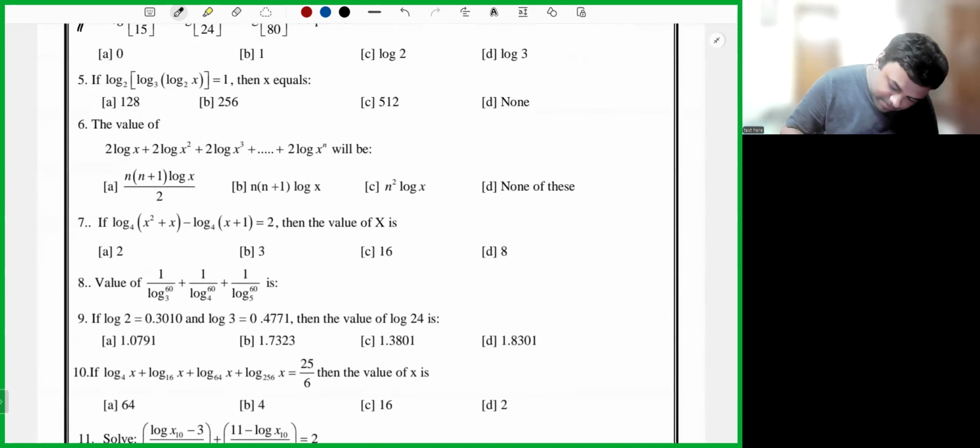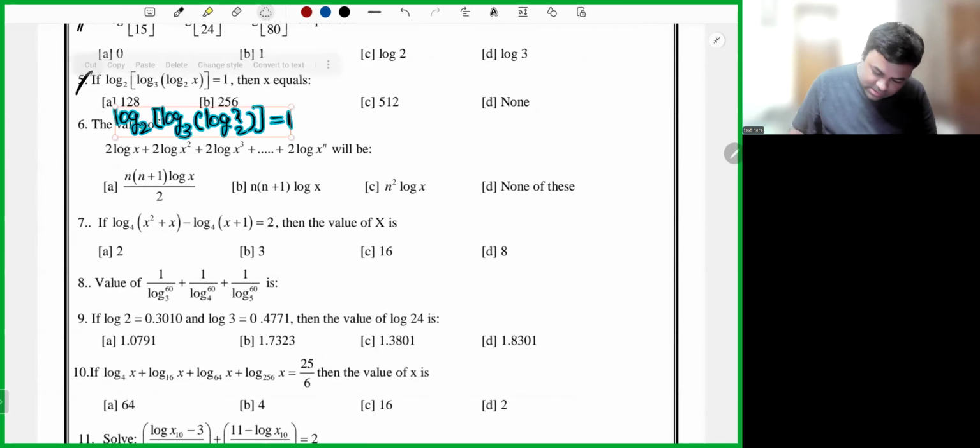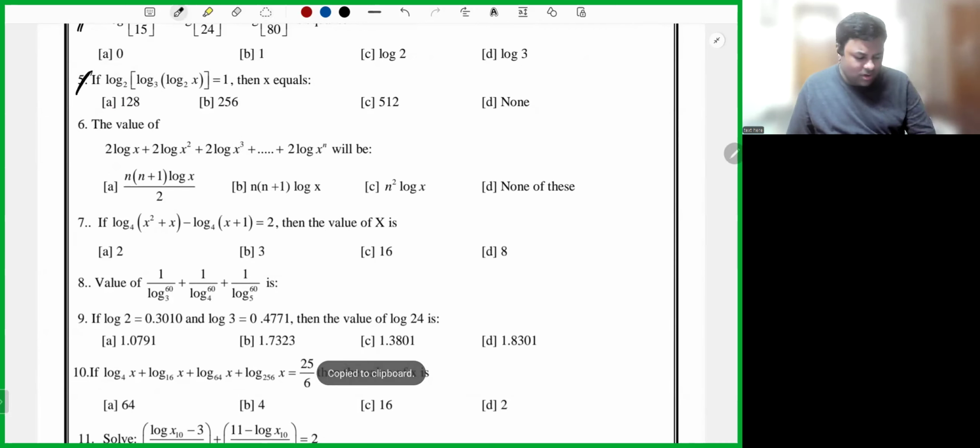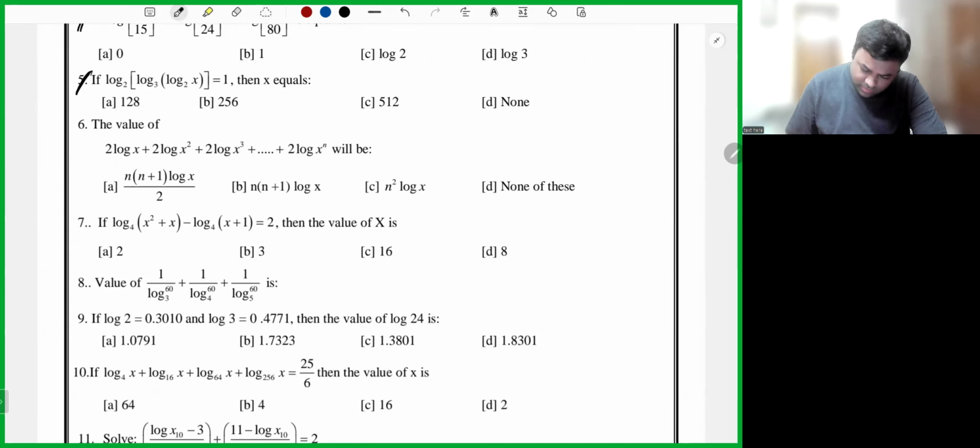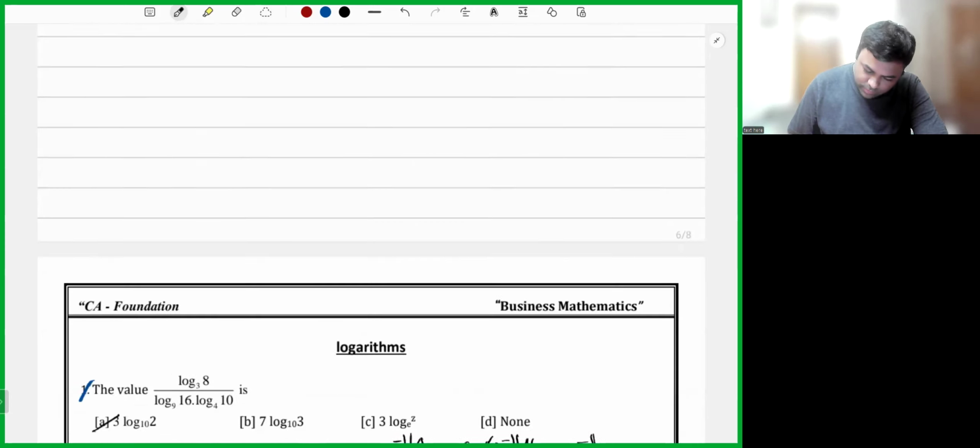Now, question number 5. Log base 2 of log base 3 of log x base 2 is equal to 1. He's asking you to calculate the value of x. Okay, sir, let's calculate the value of x. It's nothing much difficulty here. Fifth one.